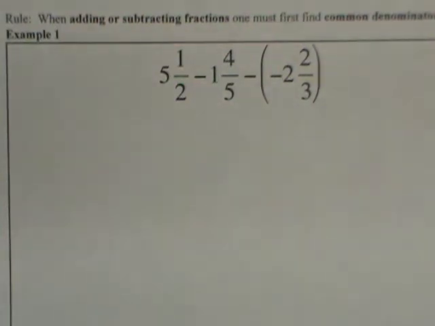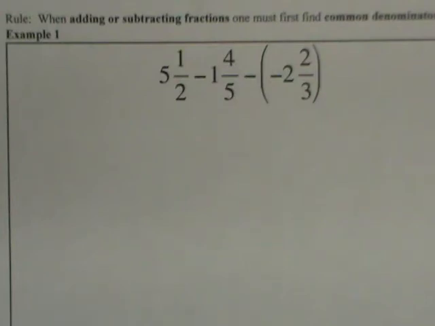Notes for adding and subtracting rational numbers. First thing that we want to keep in mind is that we do have a rule. Whenever you add or subtract fractions, you must find a common denominator. Do not work with improper fractions when adding and subtracting. You have to find a common denominator.